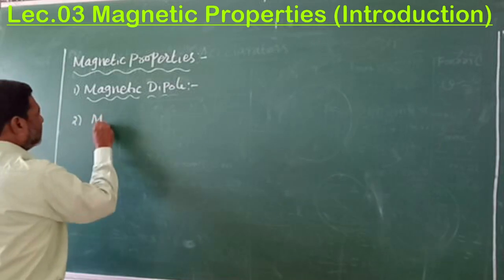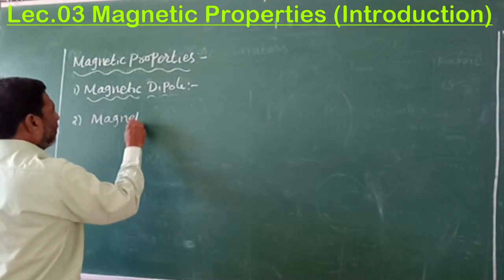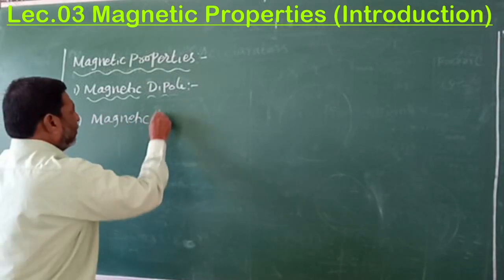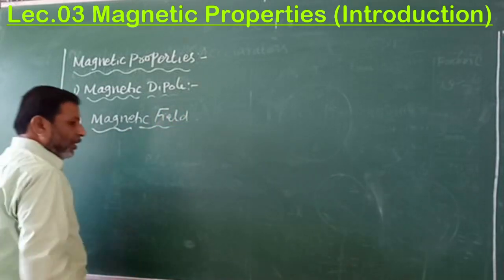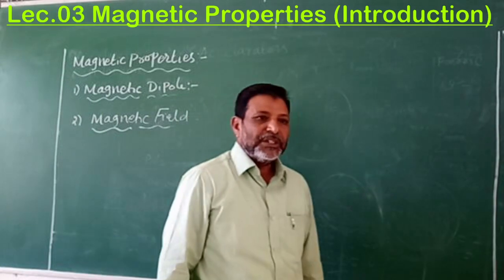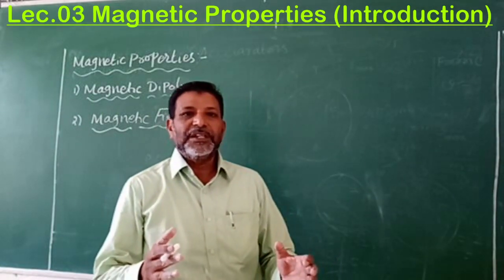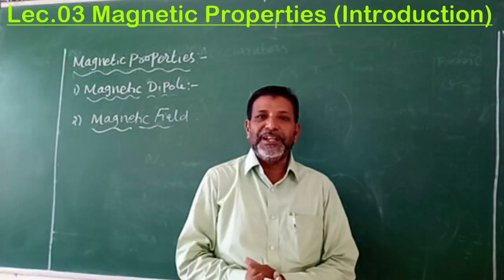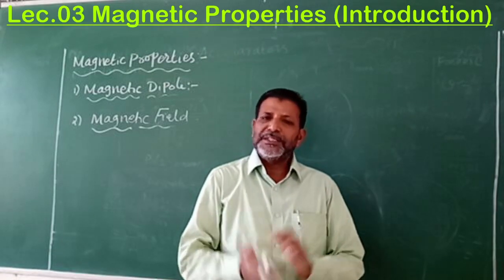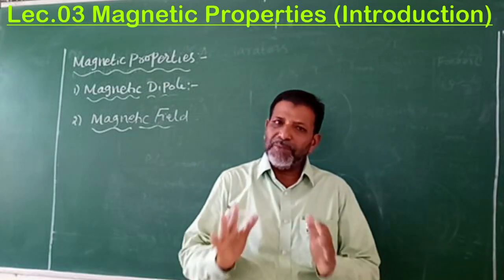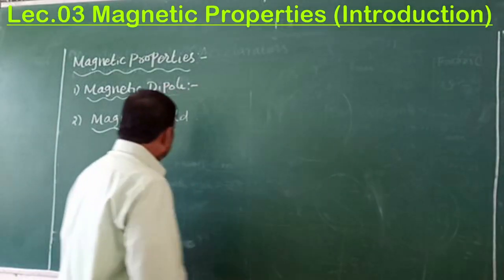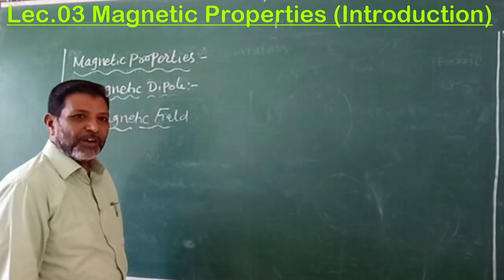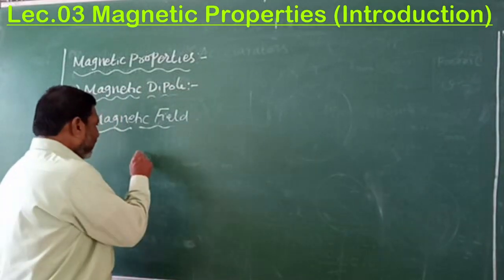Second property is magnetic field. Now here, the way in which the electric field is defined in the electrostatics topic, the same definition is there in magnetism, that is the magnetic field. Before going to the definition of this magnetic field, let us take an example.